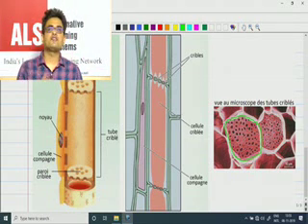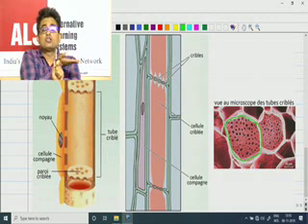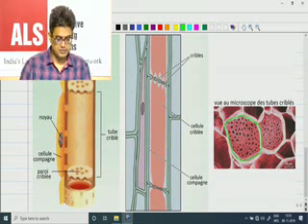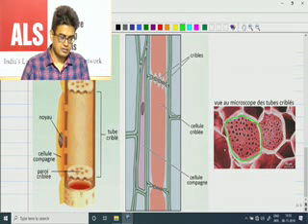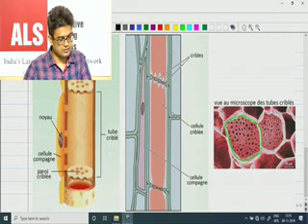This is a sieve tube element cross section. I am cutting a cross section through a sieve tube element, and this is how it looks. So this part is actually the sieve plate. The section that you are seeing here is the sieve plate.